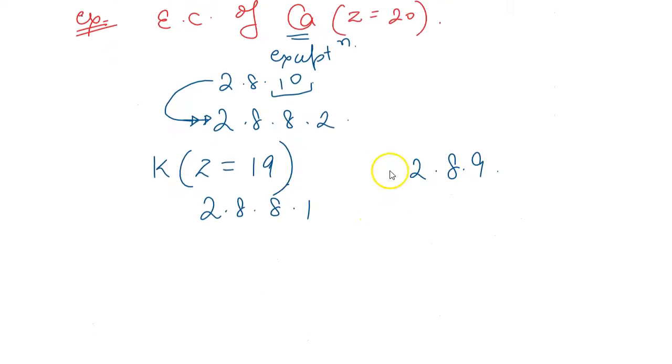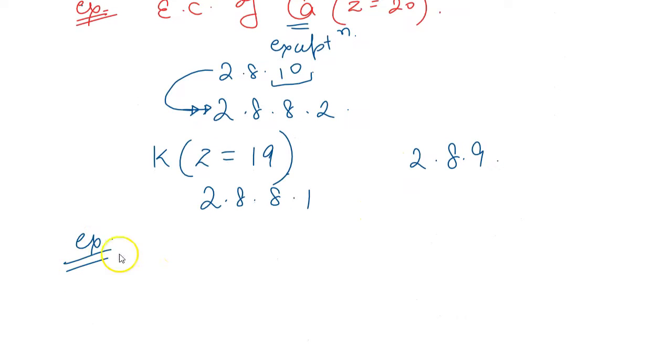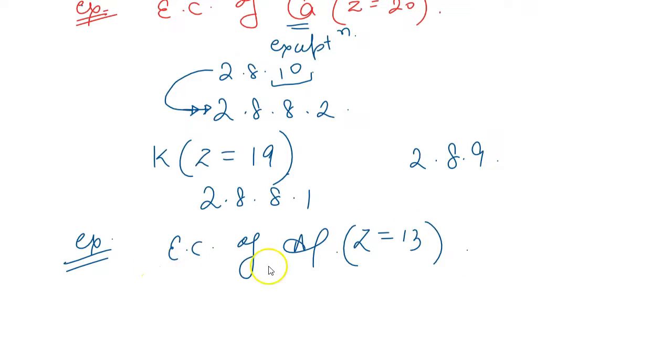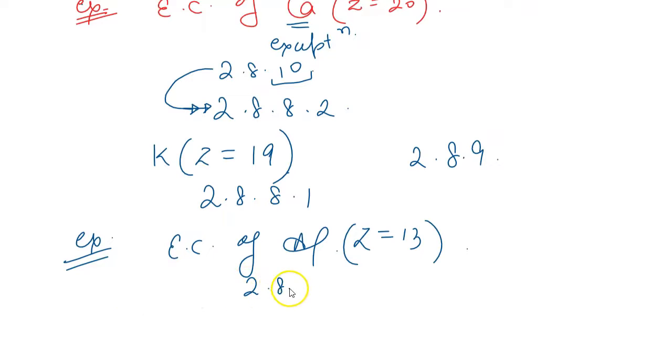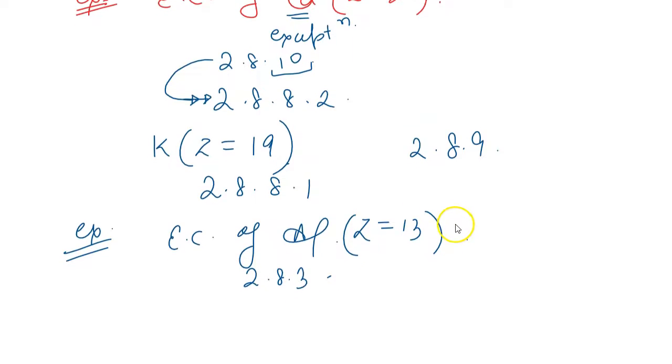Let us say, for example, I want to write the electronic configuration of aluminium with Z equals 30. So what will be the electronic configuration of aluminium? It will be 2, 8 and 3.